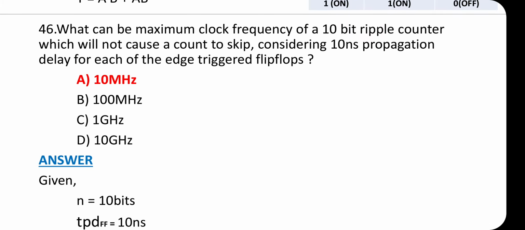Question number 46. What can be the maximum clock frequency of a 10-bit ripple counter which will not cause a count to skip, considering 10 nanosecond propagation delay for each of the edge triggered flip-flops? Answer is option A, 10 MHz.